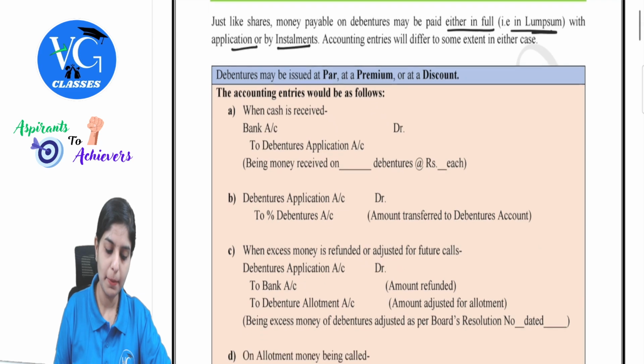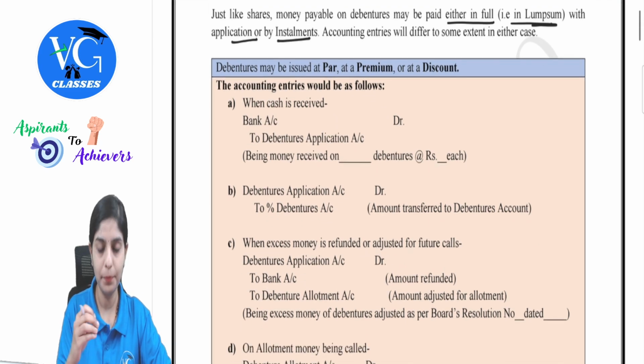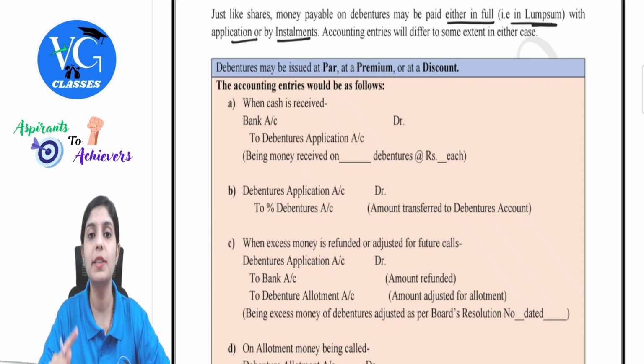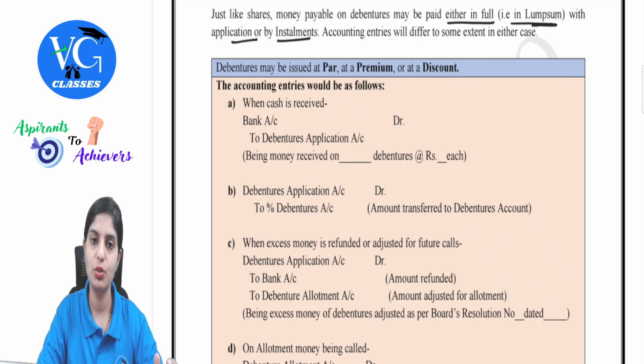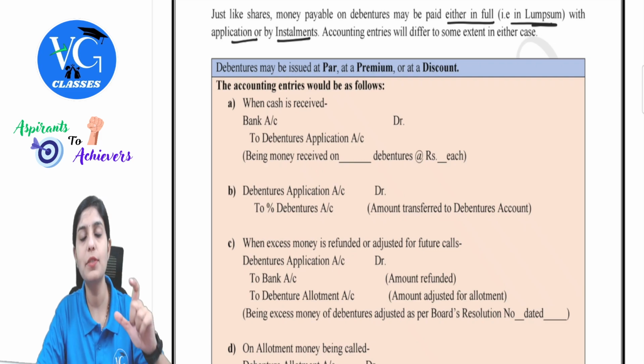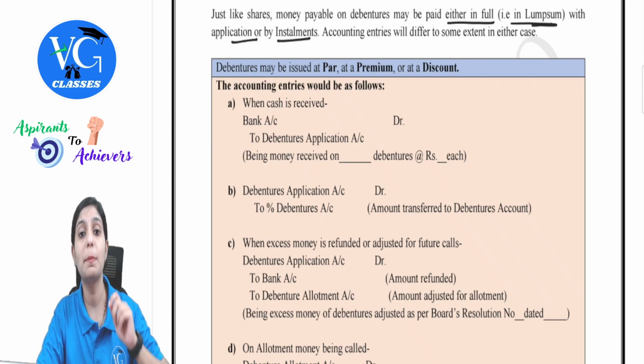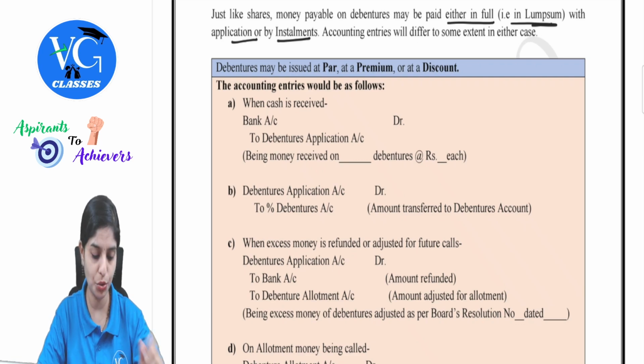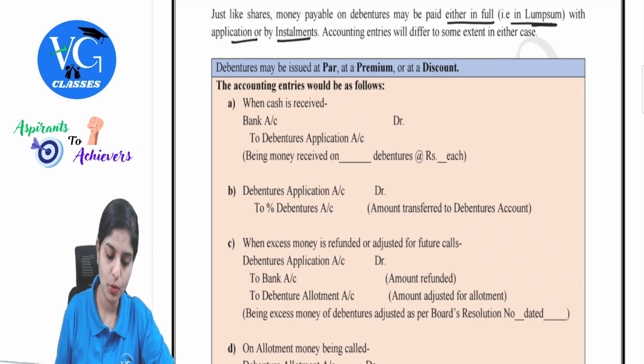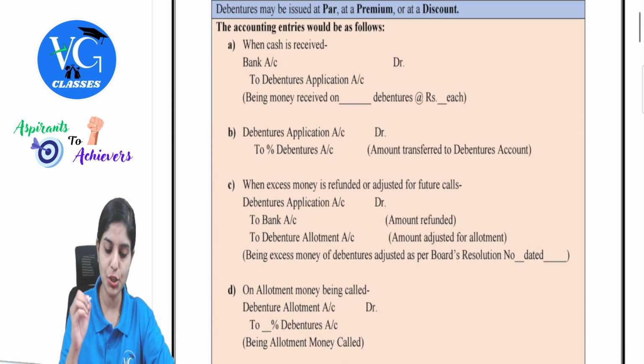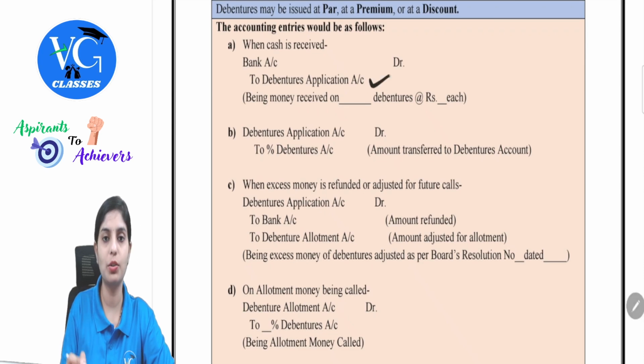Now here, debentures may be issued at par or premium or at discount. Remember, this is debentures and not shares. With respect to issue of shares, there was a prohibition as per the Companies Act, but for debentures there is no such restriction. So debentures can either be issued at par, premium or discount. Whatever entries we are going to understand now are with respect to issue. First we will understand with issue. So the accounting entries would be as follows. When cash is received, bank account debit to debenture application account.